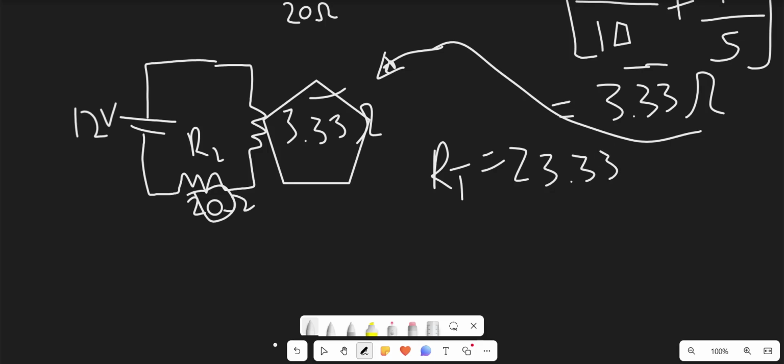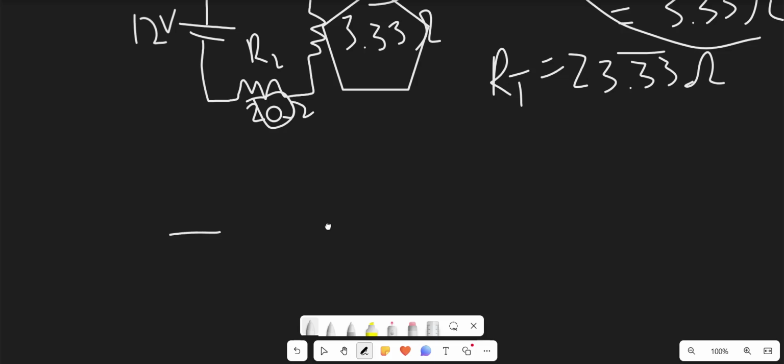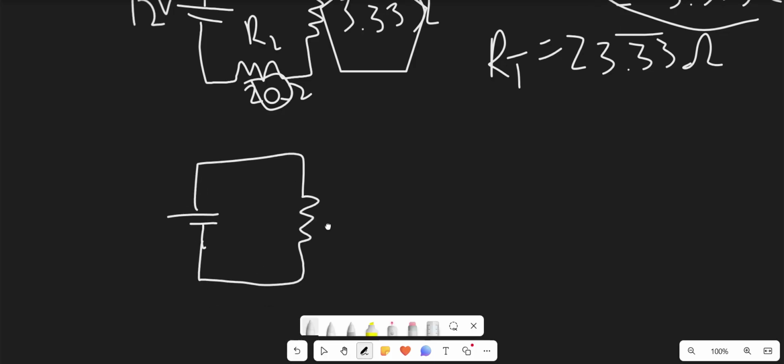23.33 ohms repeating. And now that we have that, we can once more redraw our circuit. So it's going to have only one resistor this time. And we still have the 12-volt battery here, and then this single resistor is going to encompass all the other resistance values. So it's going to be 23.3 repeating ohms.